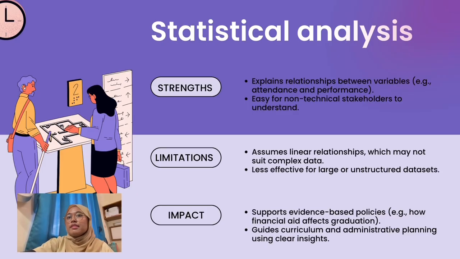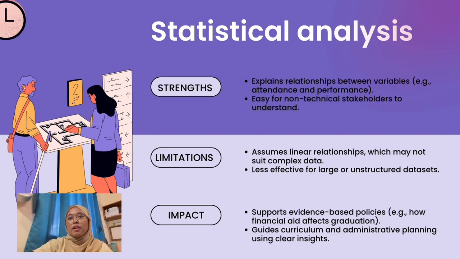Lastly, we consider statistical analysis, like correlation studies or linear regression. This method helps us understand how different factors, such as attendance or socio-economic background, relate to academic outcomes. One strength of statistical techniques is their simplicity and transparency. Stakeholders like school boards or parents can easily interpret them.